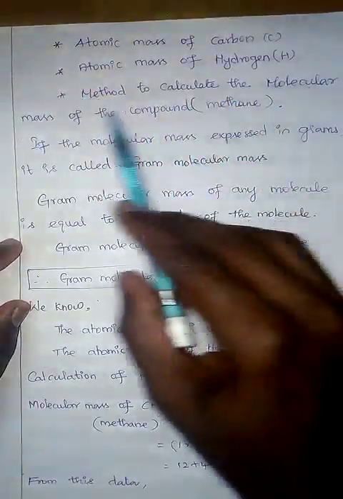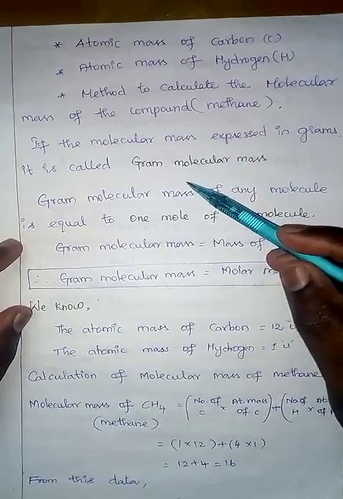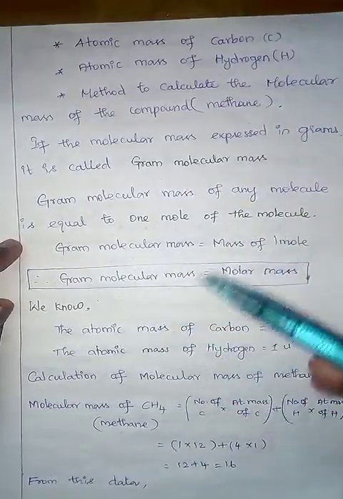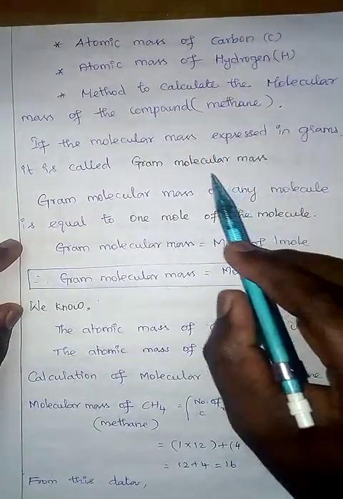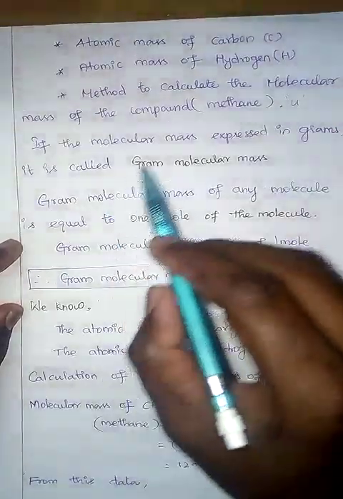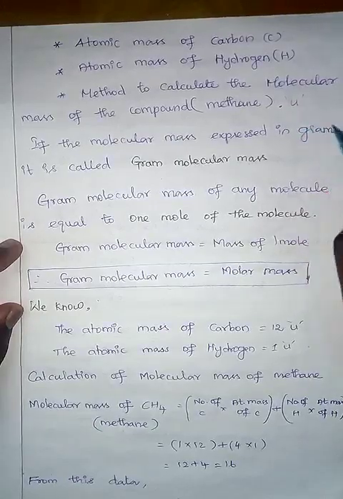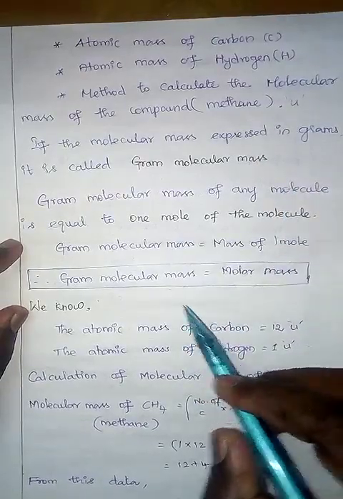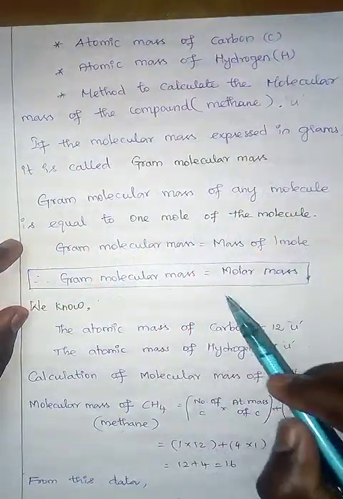To calculate the molecular mass, please verify our videos. So you will know how to calculate the molecular mass as well. I have one more piece of information. If the molecular mass is expressed in grams, normally the molecular mass is expressed in unified atomic mass, u. If the u is changed to grams, then it is called gram molecular mass. Then the gram molecular mass of any molecule is equal to 1 mole of a molecule.